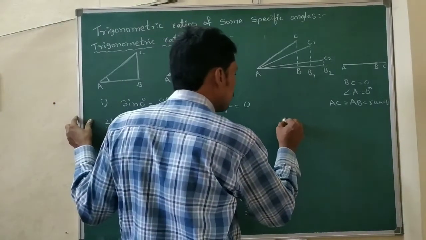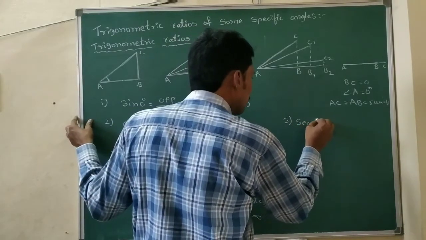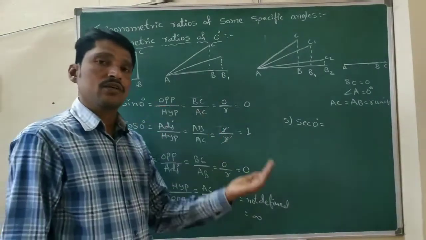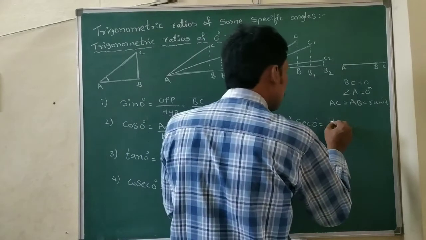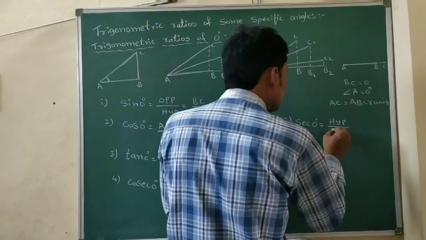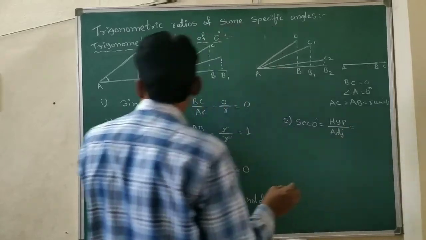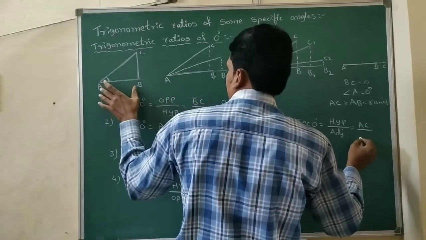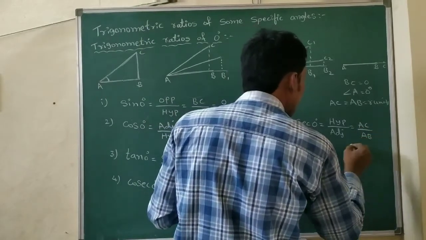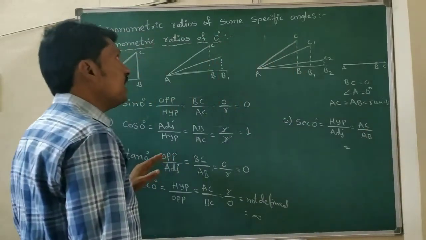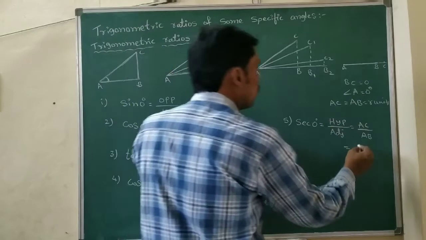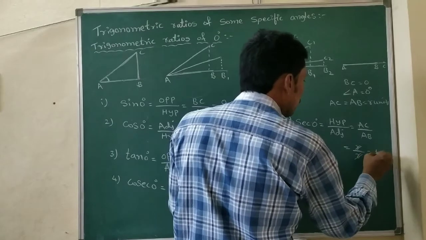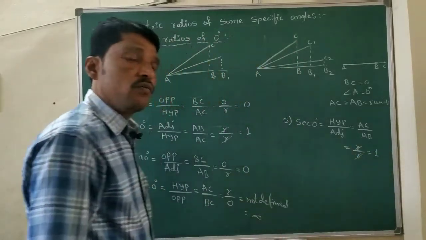Next, the fifth one, sec 0 degrees. What is sec? Hypotenuse by adjacent side to angle 0. The hypotenuse here is AC, and the adjacent is AB. AC value is R and AB value is also R. R by R equals 1. So sec 0 equals 1.